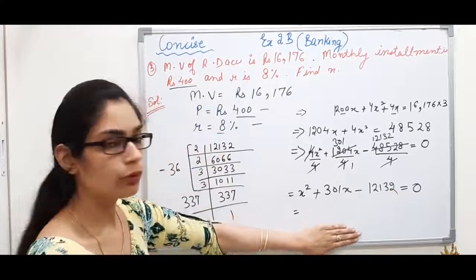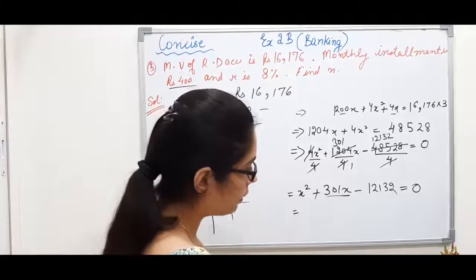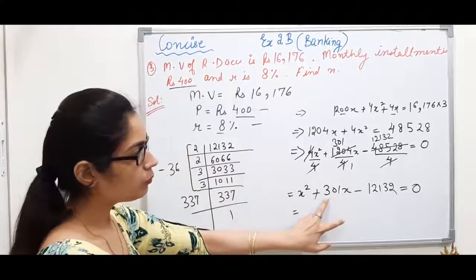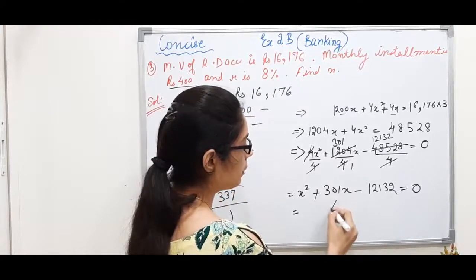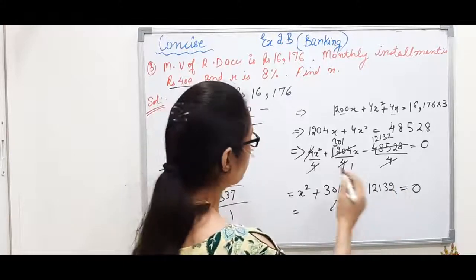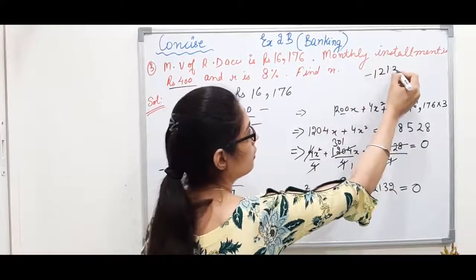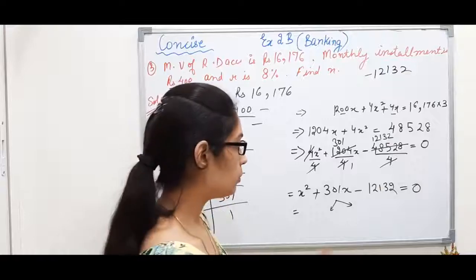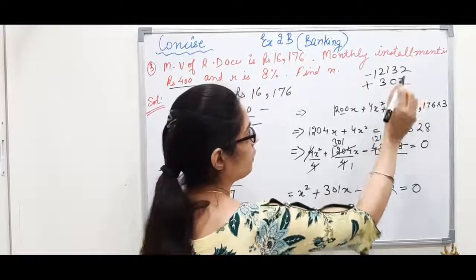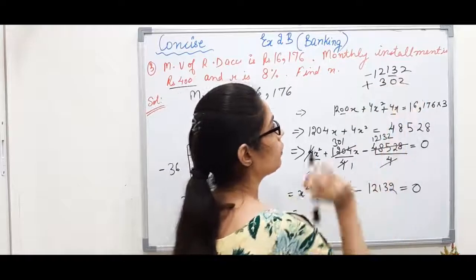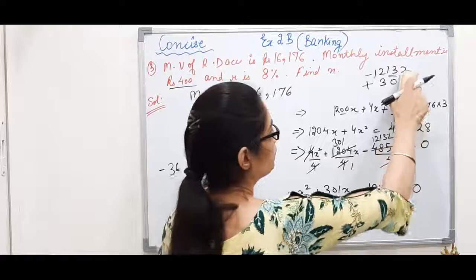And we all know this equation we can solve by splitting the middle term. So I can see this is such a big term. See, the numbers are very big. So the easiest way is to make its factors, because you have to split this term into two numbers whose multiplication should be equal to your last term. Last term is minus 12132, and whose addition or subtraction should be equal to your middle term. Middle term is plus 301. If you multiply those two numbers, that will be equal to this, and if you add or subtract those two numbers, it will be equal to 301.